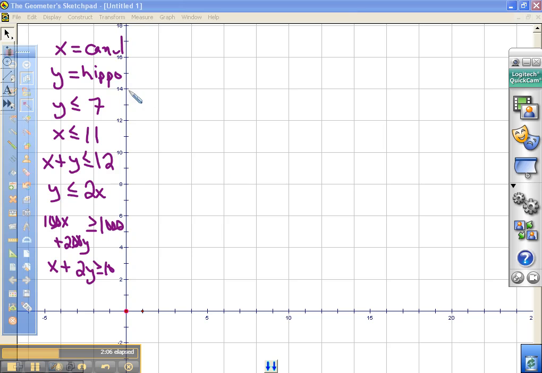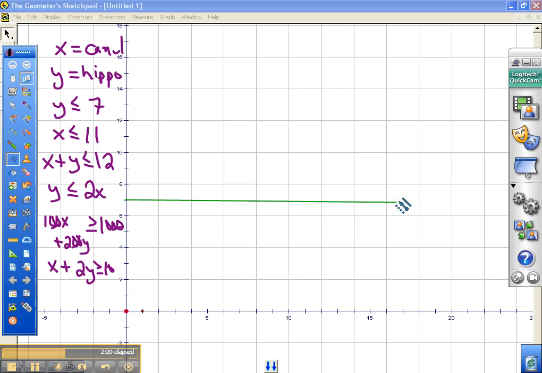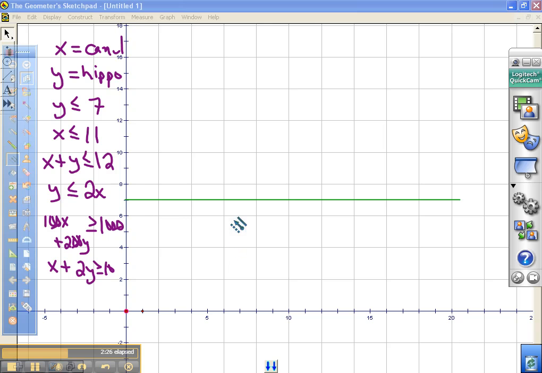So I'm going to start with y must be less than or equal to 7. So y less than or equal to 7. We're going to start at 7 here, and I'm going to draw a line across. Less than or equal to 7. And looking at it, it must be a less than, so we know it's going to go in this direction.